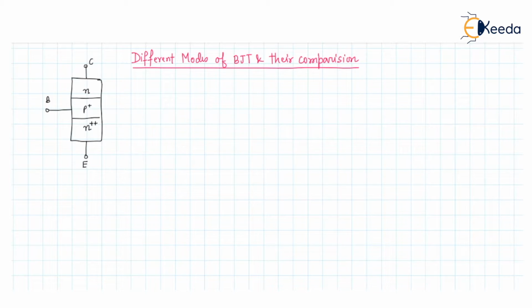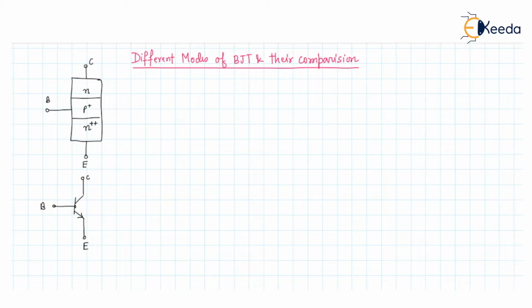Now this structure can be represented in a circuit also. The circuit representation of an NPN transistor will look like this. This is the emitter terminal, this is the collector, and this is the base. So this is my circuit representation of an NPN transistor.